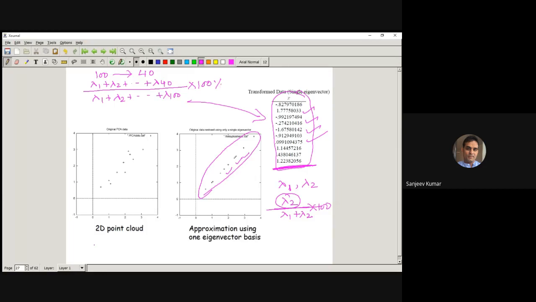So if you are having, let us say, a matrix which is having one eigenvalue 100, another one 0.1, another one 0.1, and you are coming from 3-dimensional space to 1-dimensional space, you will be having 100 upon the sum of these, 100.2, which is 99.8%, and it is not a very small value. It means you are preserving almost all the information about the variability of your data. So this is the theory of the PCA.